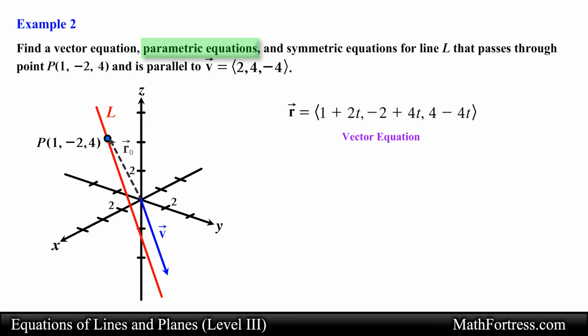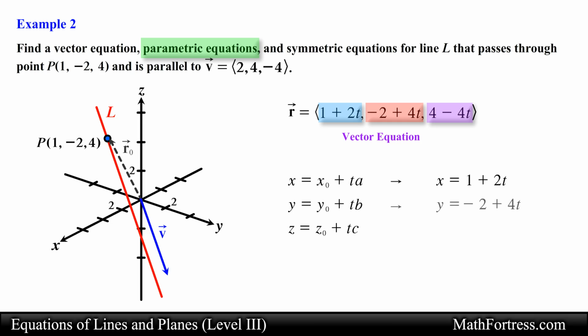To find a set of parametric equations, we will break apart the components of our vector equation into individual equations, one for the x component, y component, and z component. Notice that the parametric equation makes use of the coordinates of the point where the line passes through, and also uses the direction numbers of vector v.